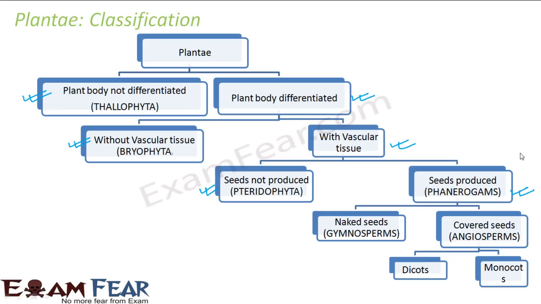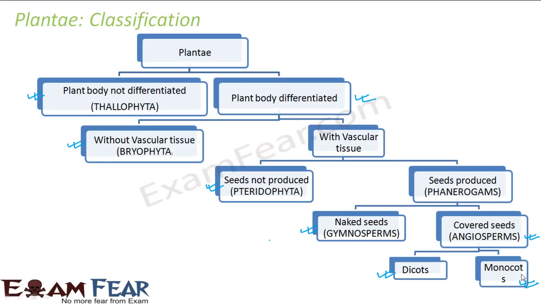Again, as I said, plants which produced seeds can be divided into different classes. The phanerogams, where seeds are produced, were divided into two types based on whether the seeds were covered or naked. Those with naked seeds were known as gymnosperms and those with covered seeds were known as angiosperms. Angiosperms were again divided into two types called dicots and monocots based on the number of seed leaves that they have. One was dicot and the other one was monocot.